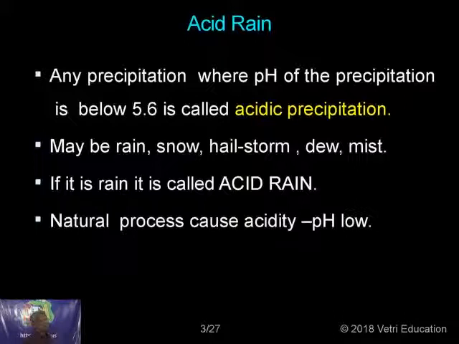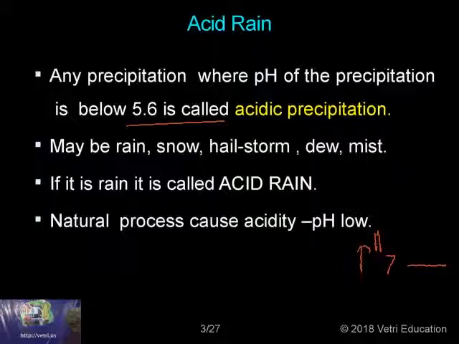First one, acid rain. Any precipitation where the pH of the precipitation is below 5.6 is called acidic precipitation. Below 5.6. You know this scale, I think. pH 7 is the neutral. Below that it is acidic. Above that it is alkaline. So when it becomes 5.6, that is already acidic, whether it is rain, snow, a hailstorm, dew, mist, whatever it is. So it becomes acidic in nature. If it is rain, you are going to call it acidic rain.